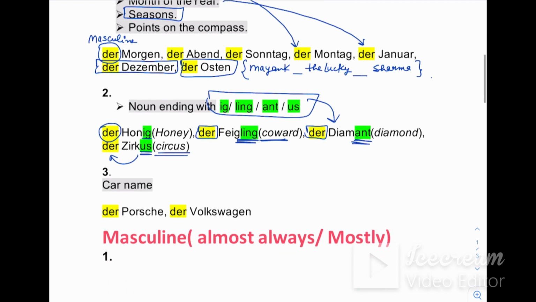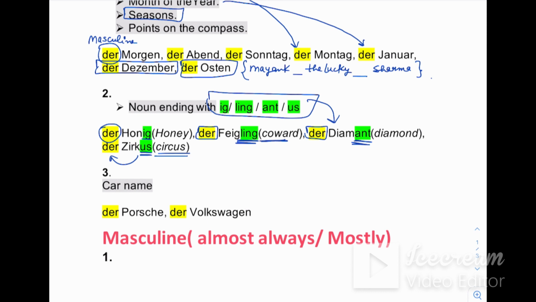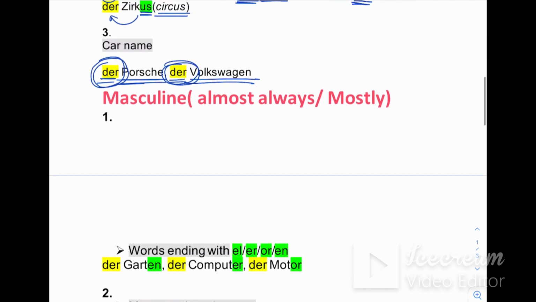Okay, now the third point is car names. Car names take the masculine article, for example der Porsche, der Volkswagen. These all take masculine. Next point, again for masculine article, almost always, mostly, 90% of the time.